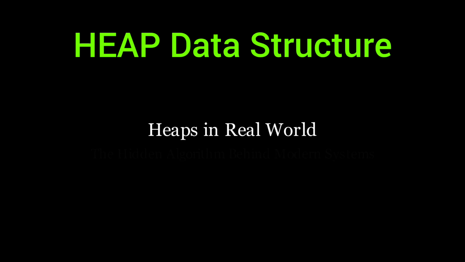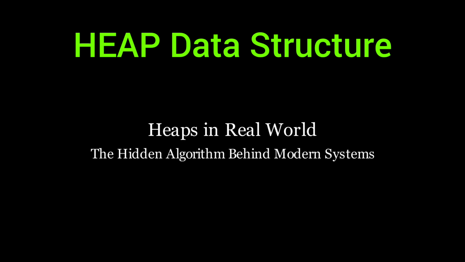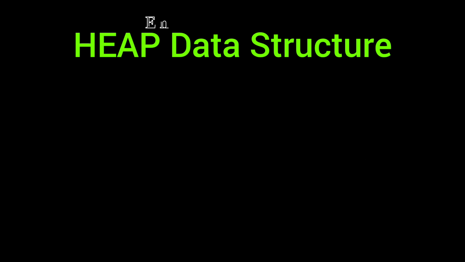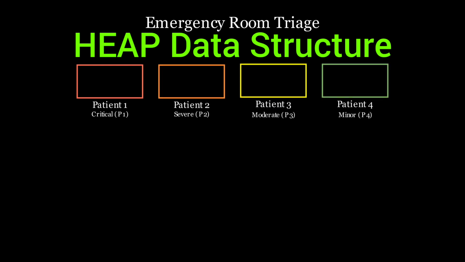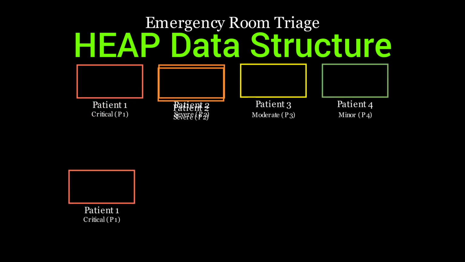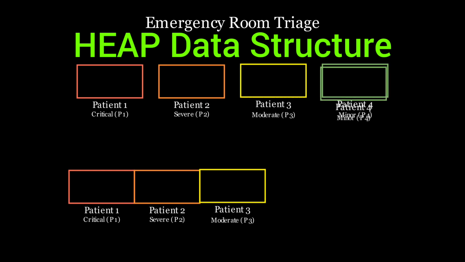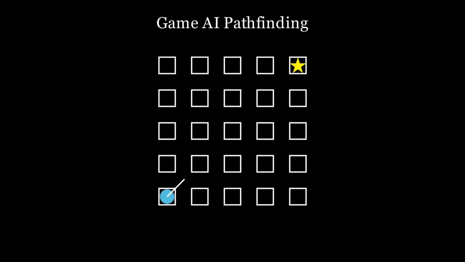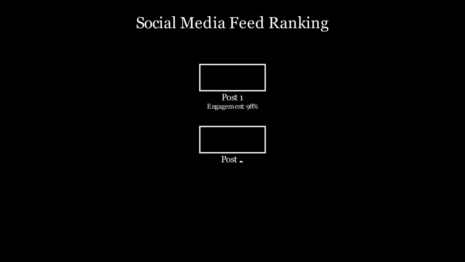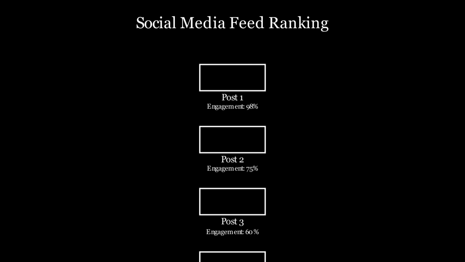What if I told you the same algorithm that decides which patient gets treated first in an emergency room is also determining which social media post you see first? It's called the Heap. It's silently working behind the scenes of your daily life. In the next few minutes, I'll show you how this powerful data structure works, why it's so efficient, and how understanding it gives you a glimpse into the invisible algorithms that shape our modern world.